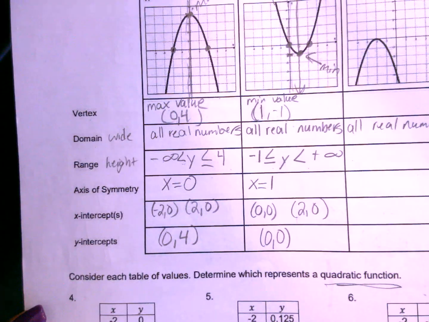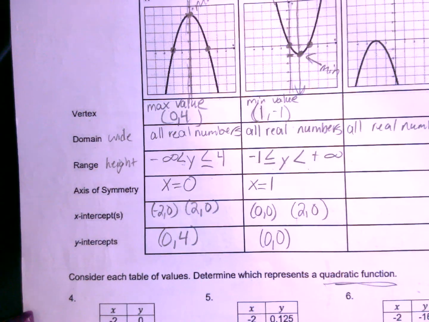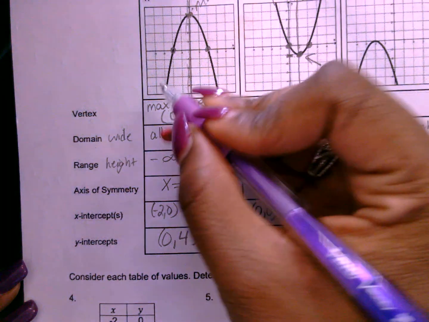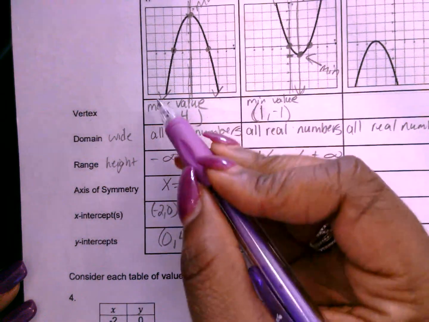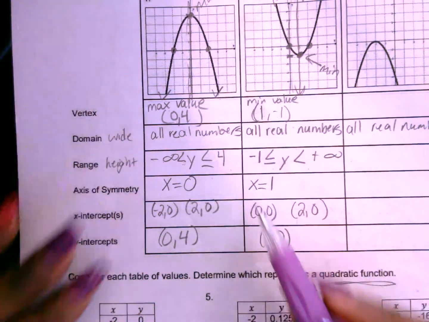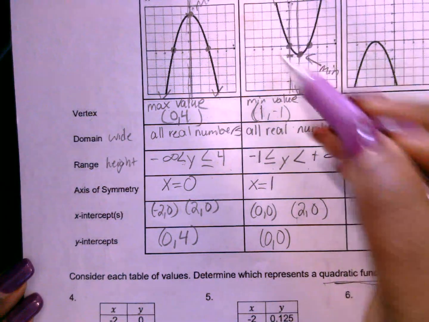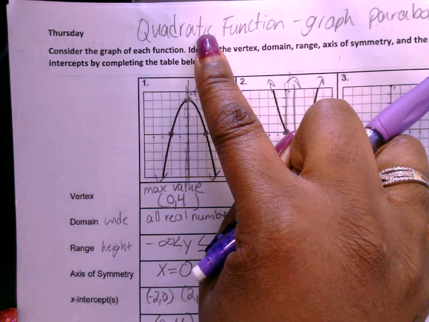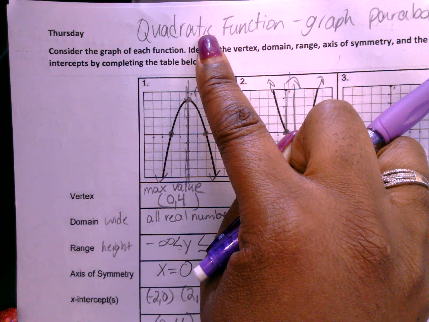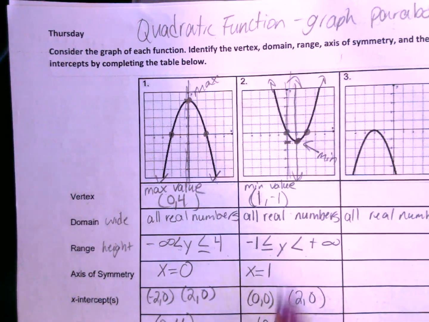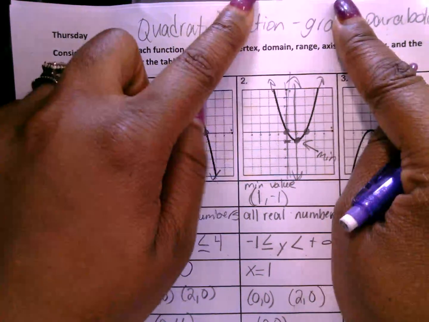So now your range is always going to have infinity, either negative infinity or positive infinity, on one of the ends. If it's a downward U, it's going to be negative infinity because it's going to keep going down forever. If it's an upward parabola, it's going to be positive infinity because it's going to keep going up forever. Do you see it? This is downward, it's going to keep going down forever. This is upward, it's going to keep going up forever.